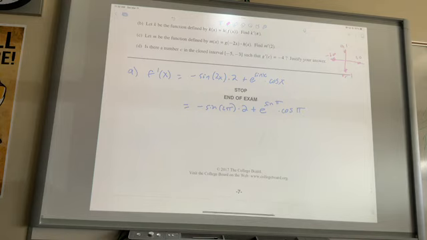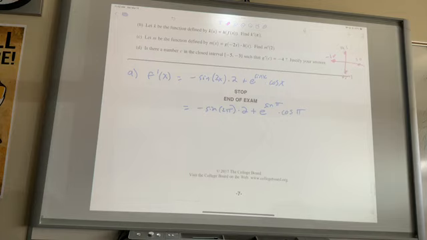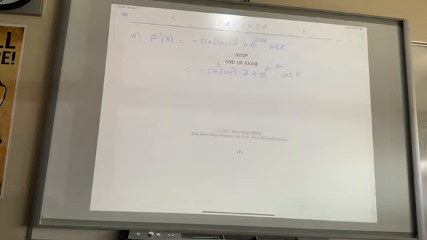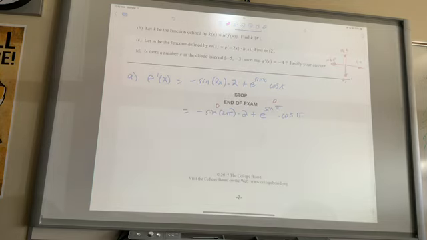Okay, sine of 2 pi, that goes all the way around, that's 0. Sine of pi is also 0. And the cosine of pi is negative 1. So this is all negative. 0 times 2, e to the 0 is 1, times negative 1. I got negative 1. Yeah, I had negative one written down.